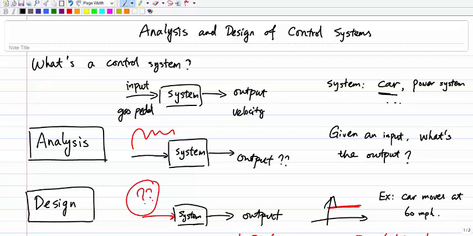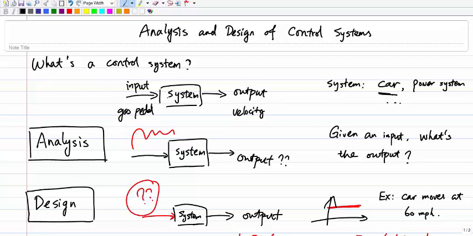So a control system basically talks about this: if I give you a system, and we'll talk about how to describe the system later on, and you give a certain input, it will yield a given output. This sort of input-output relationship that corresponds to a given system is called a control system. Roughly speaking, in this course we'll talk about two aspects of control systems.